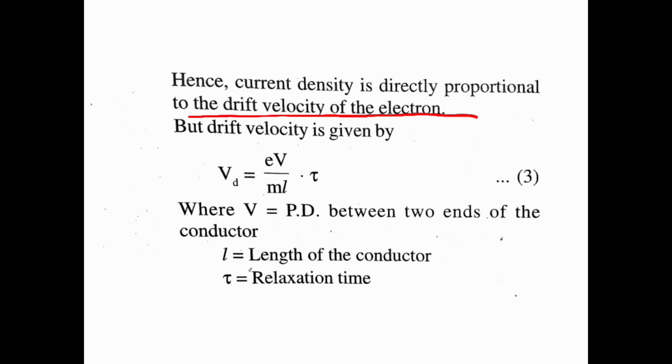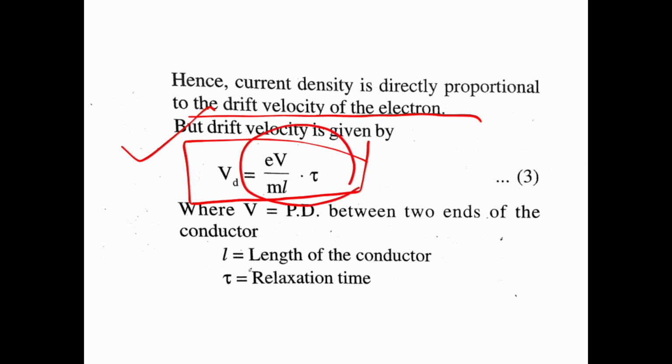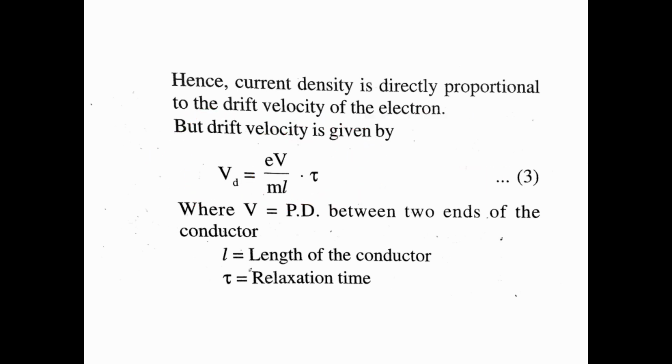But drift velocity is given by Vd is equal to eV by ml into tau. You can see through all my videos, and you can get the drift velocity long question, and this is derived in that long question. So if I derive this in this video, then this video will be very long.